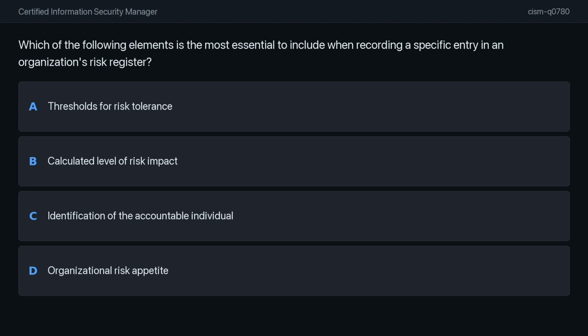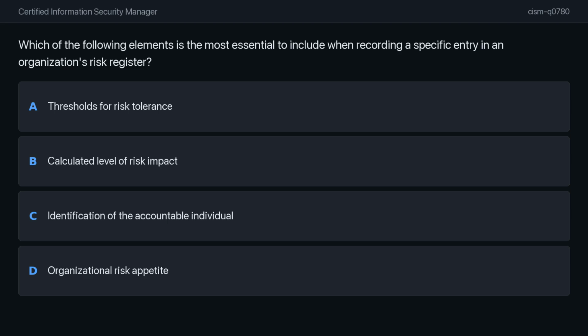Option C, identification of the accountable individual. This is also important, but the risk register will also include other individuals. Option D, organizational risk appetite. This is more of a strategic document, not necessarily detailed for each specific entry. So the best answer here is B, calculated level of risk impact. It's essential to include a fundamental understanding of the risk.